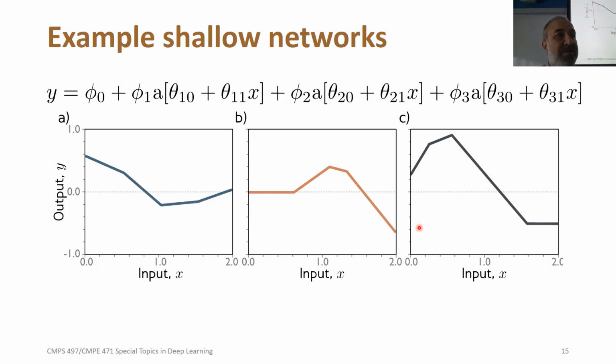Much more complex than a line, right? And of course, a shallow network doesn't have to have only three hidden units. It can have much more, but it's the same concept. Each one has a linear function applied to an activation function. Before we add them together, we scale each one. Then we add them, and then we add the final offset.